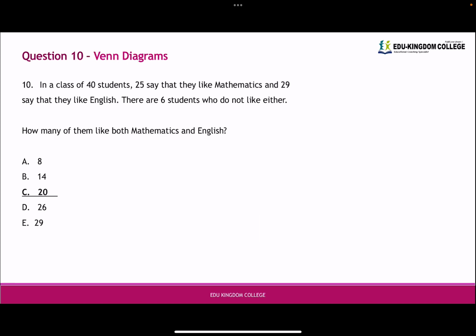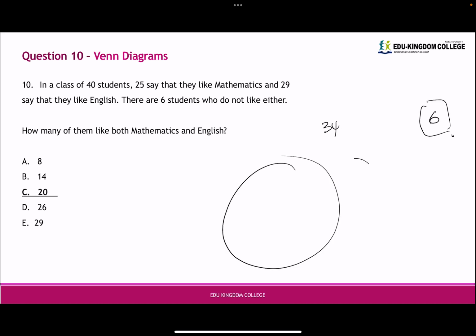Question 10, I think it's our second last question. We have a class of 40, 25 like maths, 29 like English, and there are 6 students who don't like either. If we add that up, that's actually more than 40, which means that one student or more than one student can like both. They'll count as 1 in both categories. So there's 6 who don't like either, which means that only 34 liked English or maths, or both. So we've got 34 to work with, and 6 are kind of outliers.